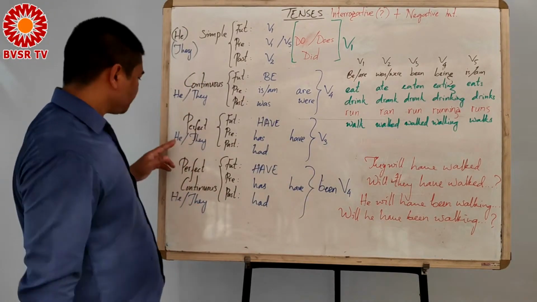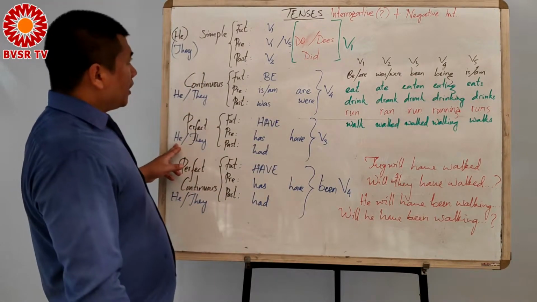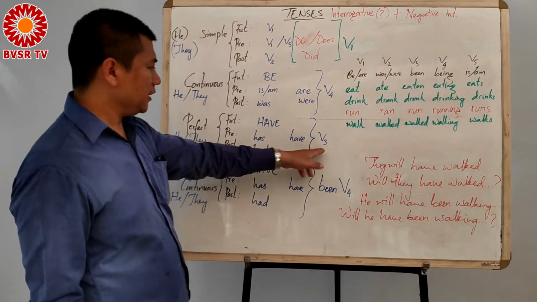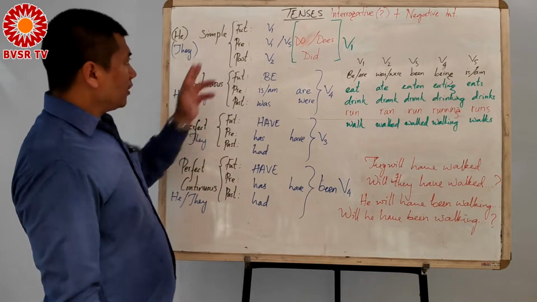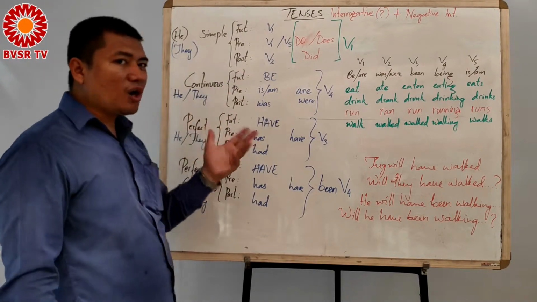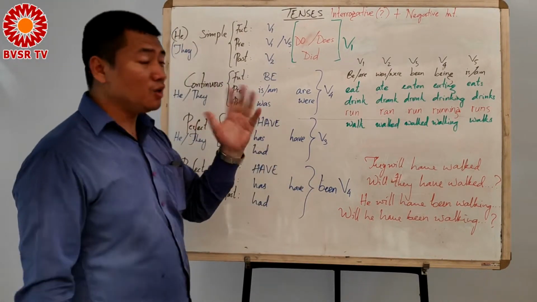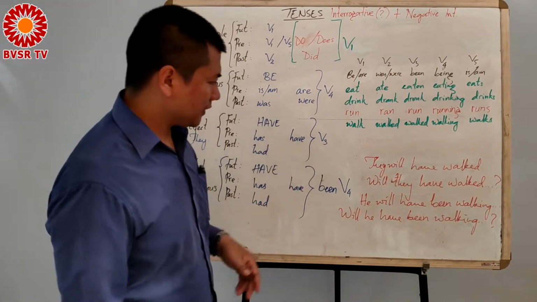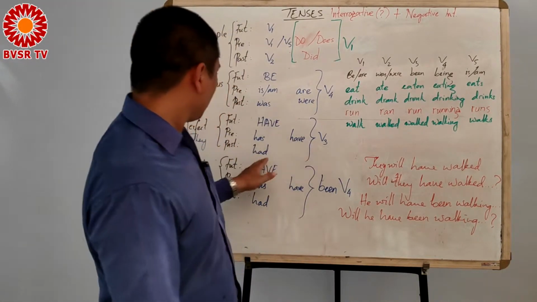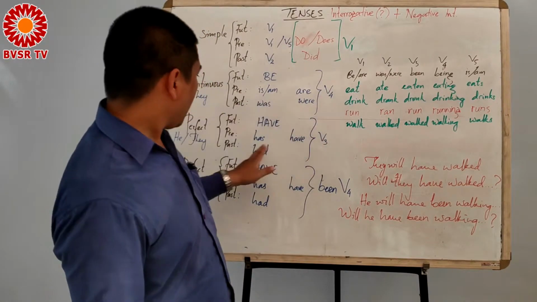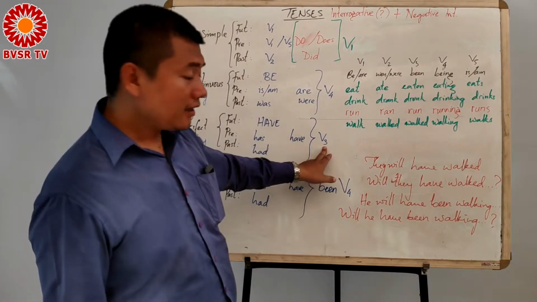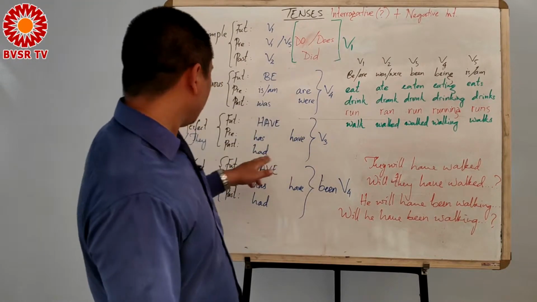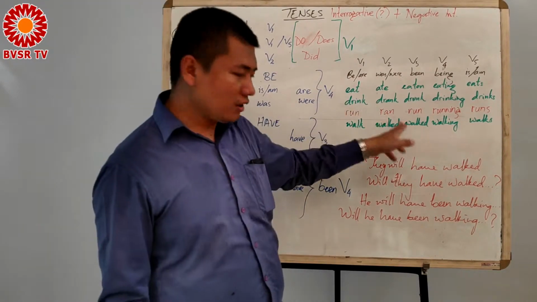He will have walked in the park. Interrogative will be, will he have walked in the park? Negative interrogative, will he not have walked? Past, he had walked. Interrogative, had he walked? And the negative interrogative will be, had he not walked?